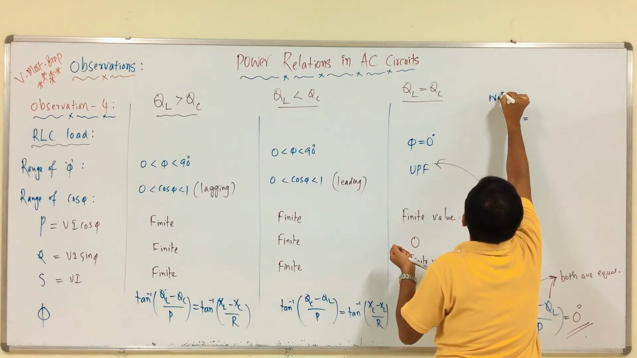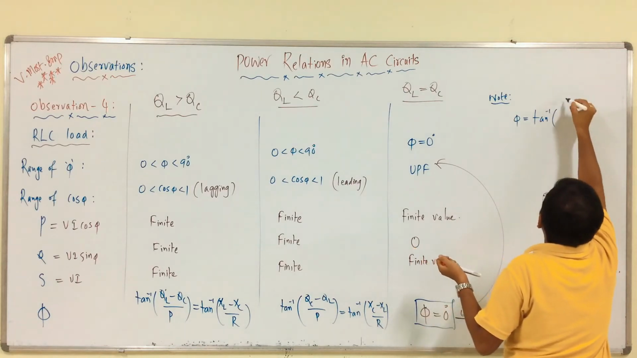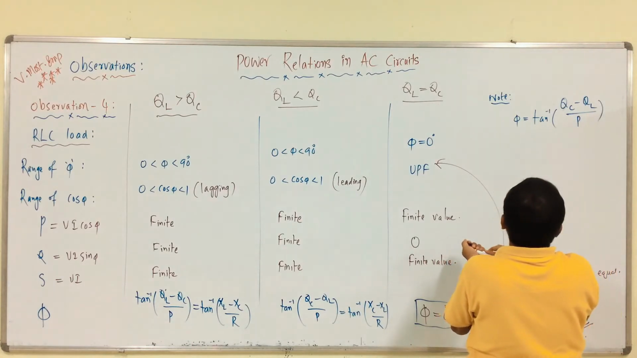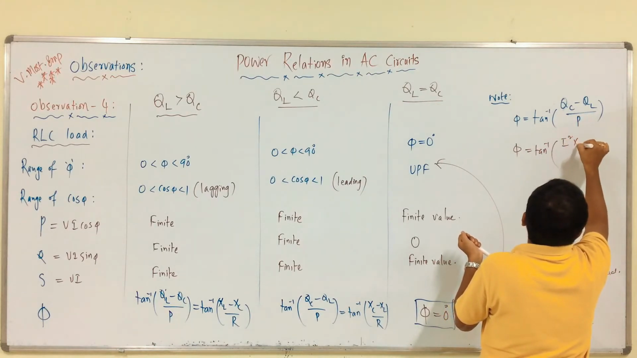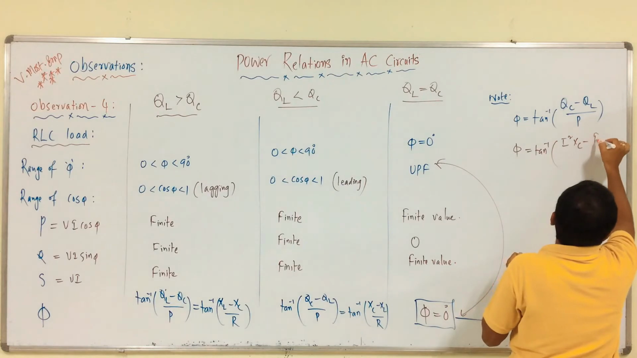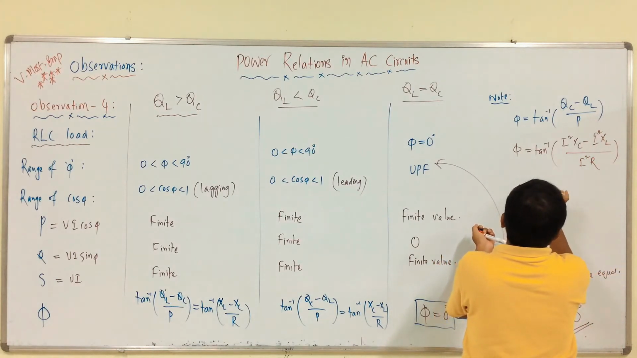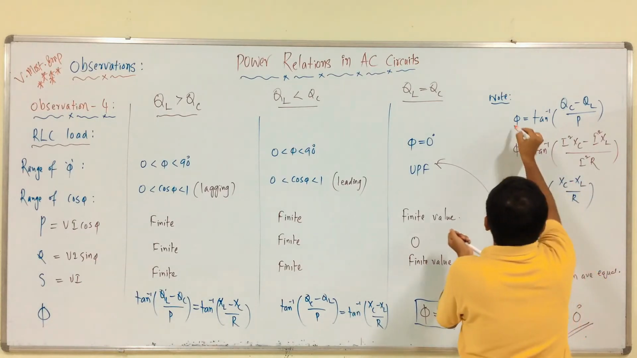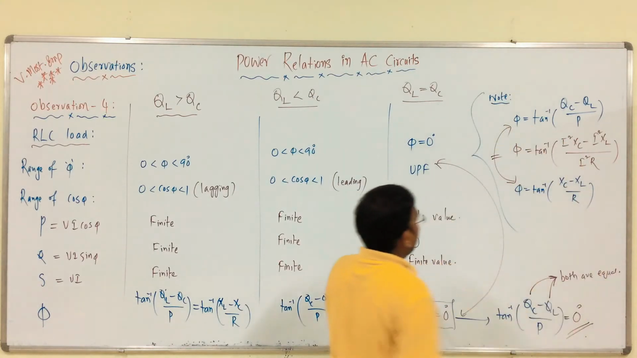Still, if we have any doubt, note tan inverse QC minus QL by P, for example. Therefore, we can write phi is equal to tan inverse QC minus what? I square XC. Forget about the imaginary part. I square into XL by, this is I square into R. So, from this, phi is equal to tan inverse XC minus XL by R. So, these two are equal. That is it. This is a very important note point.